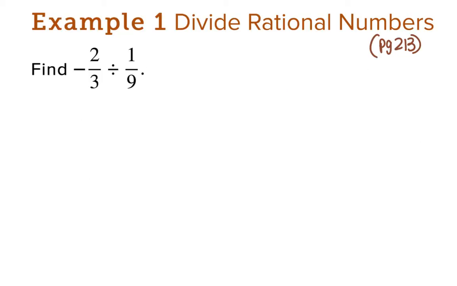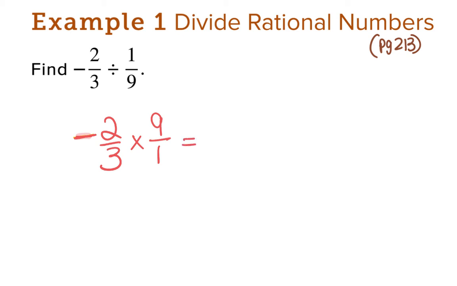Page 213 in your book shows you this example. Now, the first step here I don't need to worry about because I already have them written as fractions. So I'm not going to do anything about writing them as improper fractions. Then I look at it and the first number stays the same, so negative 2/3. Then I'm going to change division to multiplication, and I need to flip the second number or rewrite it as its reciprocal. And so now, instead of negative 2/3 divided by 1/9, I have negative 2/3 times 9 over 1.